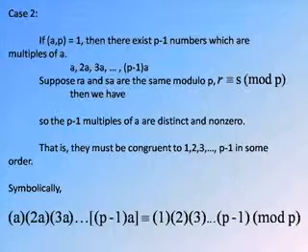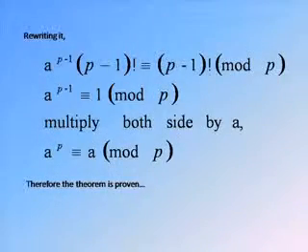Symbolically, a times 2a times 3a up to p minus 1 times a is congruent to 1 times 2 times 3 up to p minus 1 mod p. Rewriting it, we have a raised to p minus 1 times the factorial of p minus 1 is congruent to the factorial of p minus 1 mod p. Using the cancellation theorem, we get a raised to p minus 1 congruent to 1 mod p. Multiplying both sides by a, we have a raised to p congruent to a mod p. Therefore, the theorem is proven.